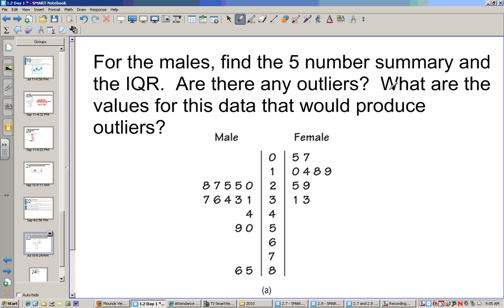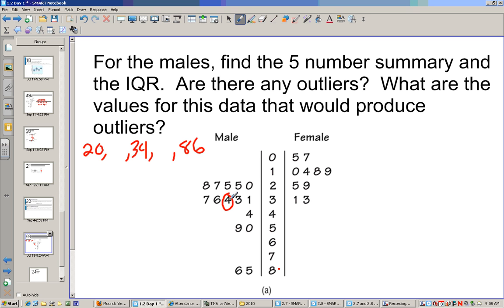All right, so let's look at the 5-number summaries for the males and then see if there's any outliers. We know the minimum is 20. We know the maximum is 86. Those are always quick to find. There's 15 data points here, so I'll count up 7. 1, 2, 3, 4, 5, 6, 7. And this 8th one is going to be the median, which is 34.